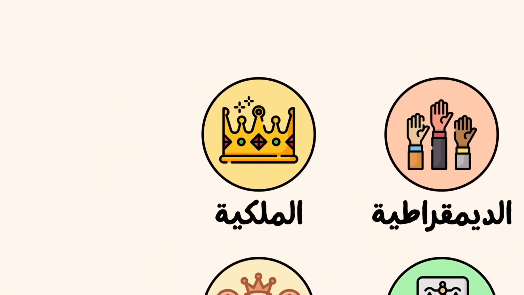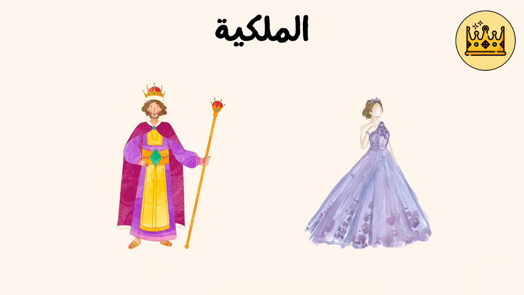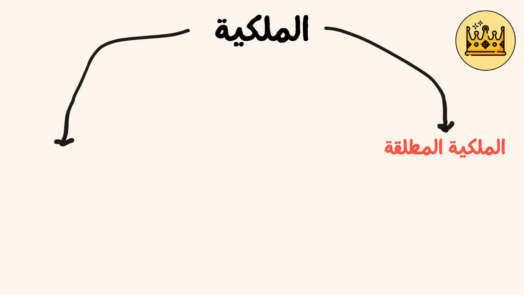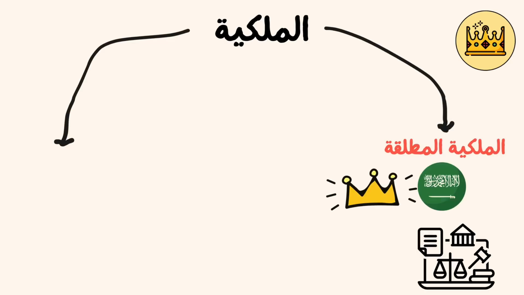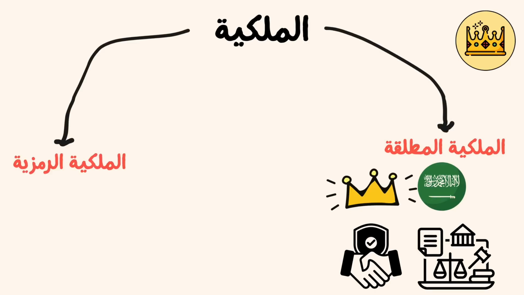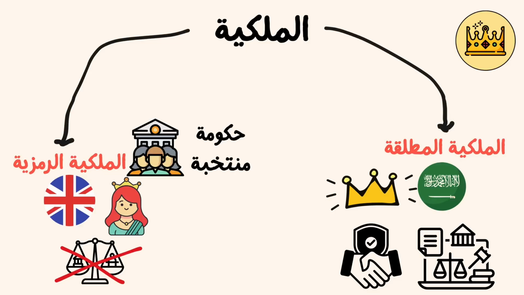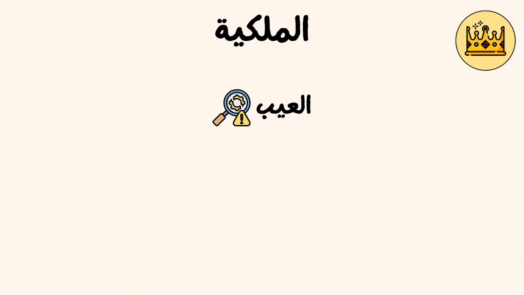Monarchy is a system where power is held by a king or queen, and leadership is usually passed down within the same family from one generation to the next. There are two kinds. Absolute monarchy, such as in Saudi Arabia, where the king holds all authority and controls every matter of the state. Constitutional or symbolic monarchy, such as in Britain, where a monarch exists but does not interfere in governance, which is left to an elected government.